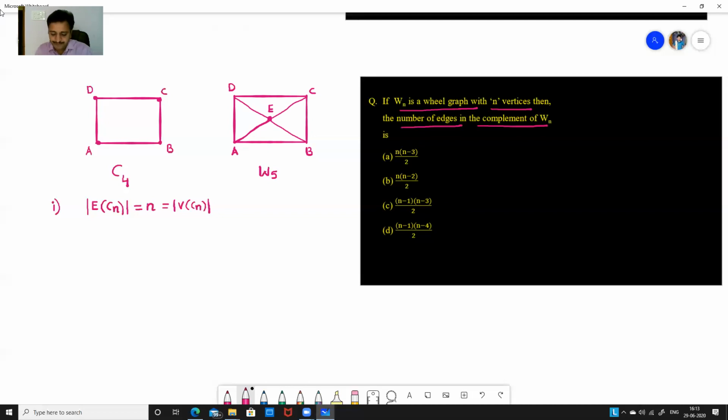Now come back to the question. If Wn is a wheel graph with n vertices, then the number of edges in the complement of Wn. Suppose you want to construct the complement of W5.